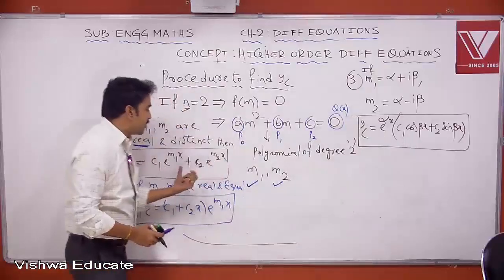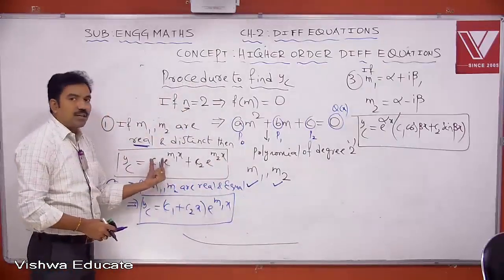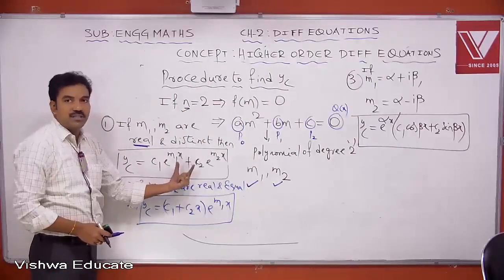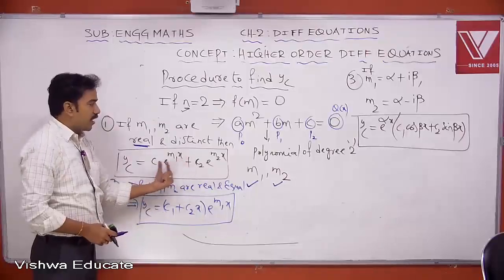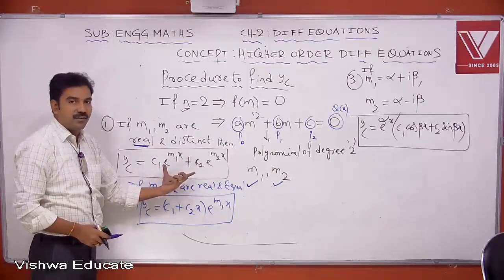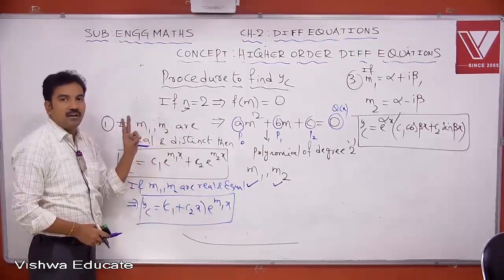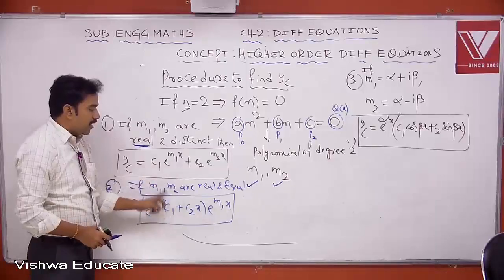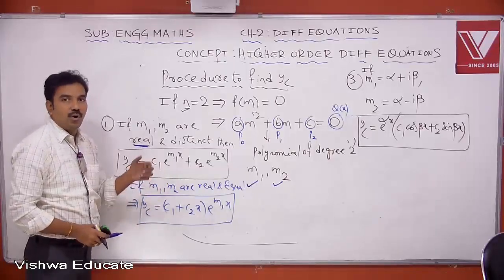When you look at all three cases, every general solution contains two constants c1 and c2, because it's a second order equation. Note all these points.